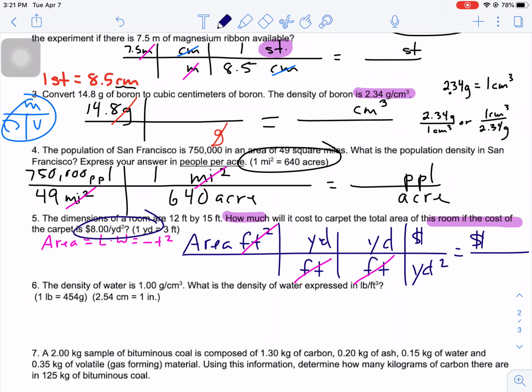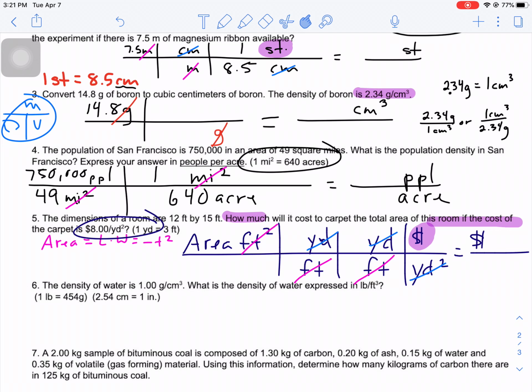So guys, I've kind of set you up here to where I've given you most of the things that you need. You will have to calculate area. You will actually have to plug in your numbers. And I should also show that my yards on top are canceled out by the yards squared on bottom. So everything cancels out in this case except for dollar bills.